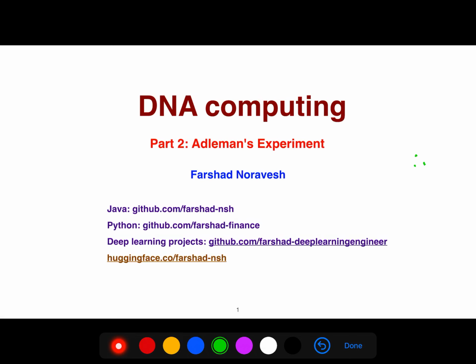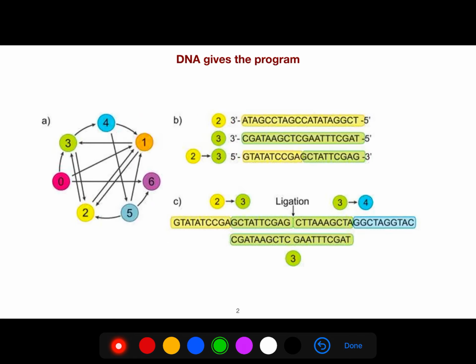Now let's think about Adleman's experiments. And this is just the beginning of DNA computing. So DNA gives the program. We want to associate with each node a sequence. For example, node 3 could be a sequence.